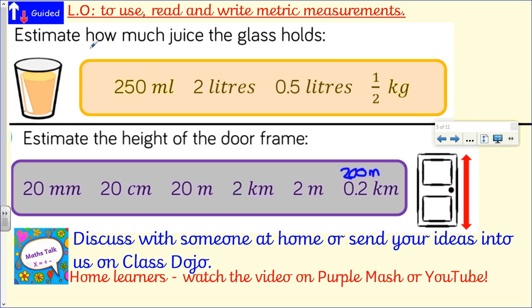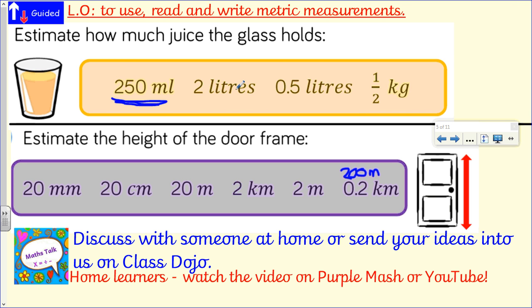So on this estimate how much juice the glass holds, for me it's got to be 250 milliliters. If you think about that Sprite that we had, that was 330 milliliters. So your average cup that we've got in school is not going to hold more than that, I wouldn't have thought. We will double check this in the classroom possibly, and do the same yourself if you've got a glass, if you've got a measuring jug, have a go at it. I reckon approximately 250 milliliters.